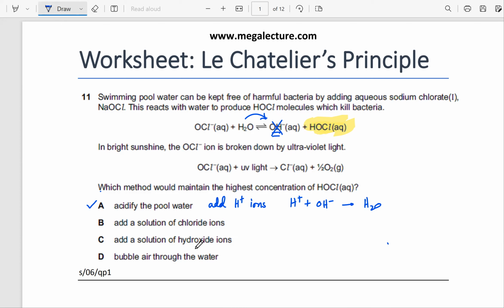As the last one, bubble air through water. Air is oxygen. So oxygen, if you bubble it, doesn't really matter because it's not a reversible reaction. Okay? So is the first question clear? Is this clear?